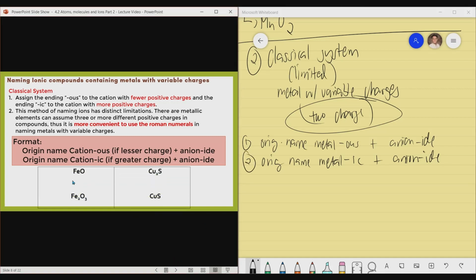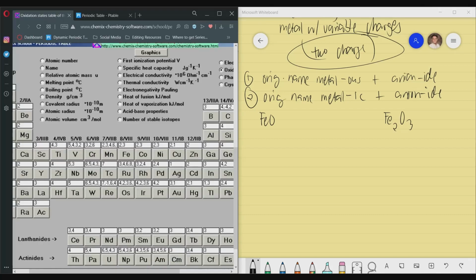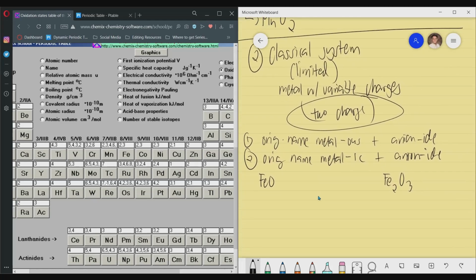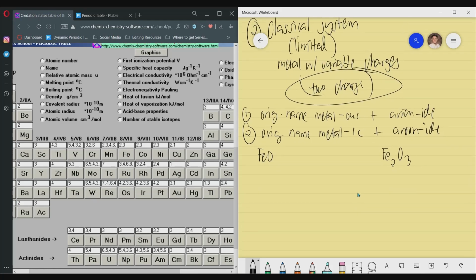Sige. Let me give you an example with FeO and Fe2O3. Again, looking back at the example here, iron is suitable. Pwede po si iron for classical system. Kung gagamitin nyo po ang classical system sa pagpapangalan kay FeO at Fe2O3, pwede. Kasi looking at iron, your cation, 2, 3. Dalawa lang ang kanyang metal charges. So pasok, kasi basic classical system for metal with variable charges with 2 charges. Okay, so pwede. So go tayo dito.